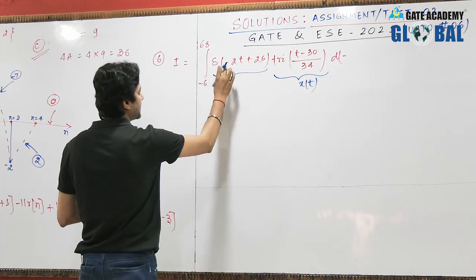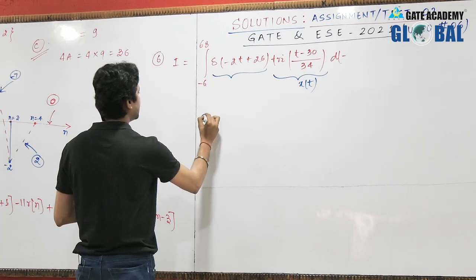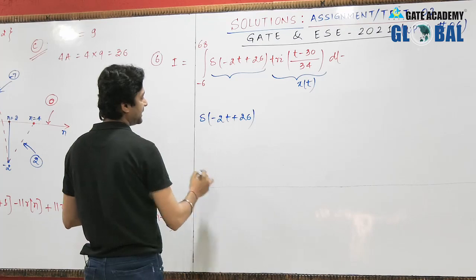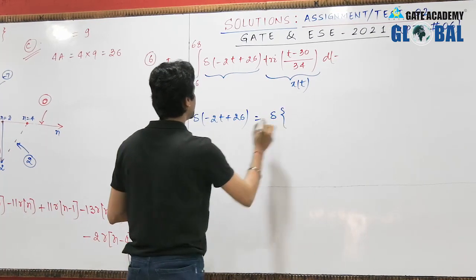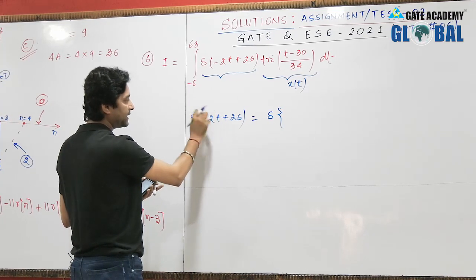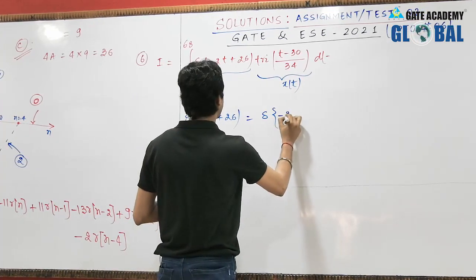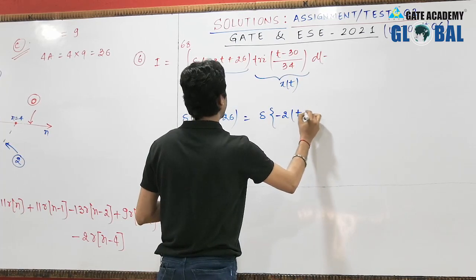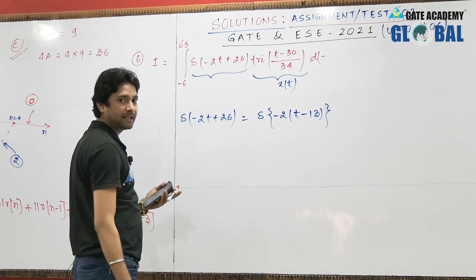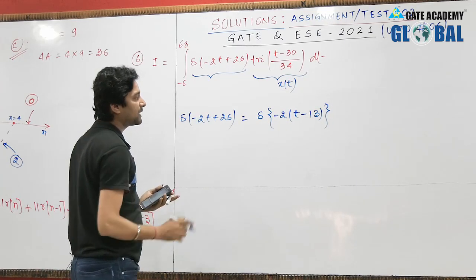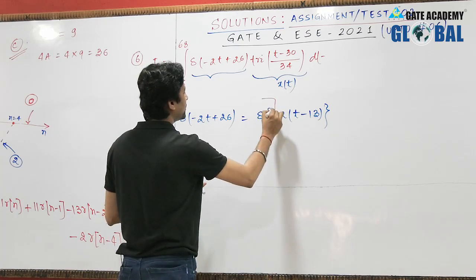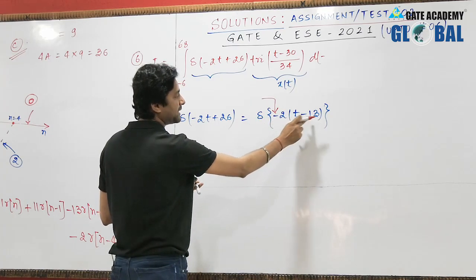Let us see this first: it is delta of minus 2t plus 26. We have seen that whatever is multiplied with t, we have to take this coefficient out. Therefore it is minus 2 times delta of t minus 13. Now you know that the impulse function is an even function, so you can directly discard this negative sign. So you are now left with delta of 2 times (t minus 13).